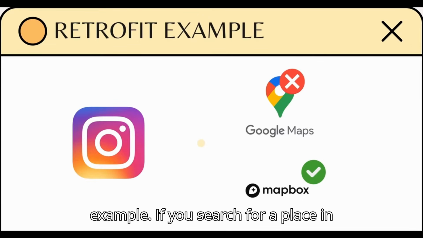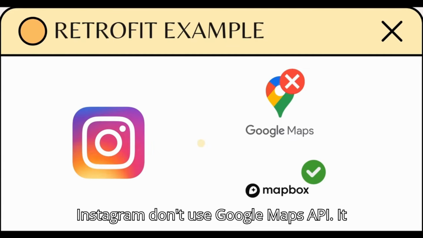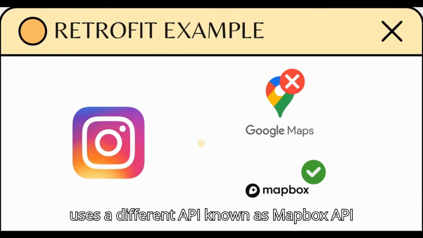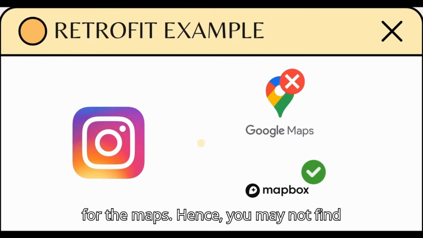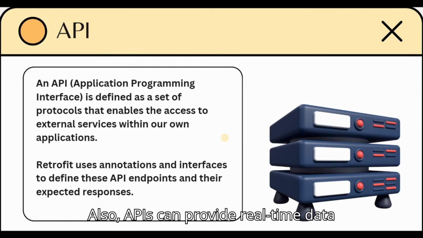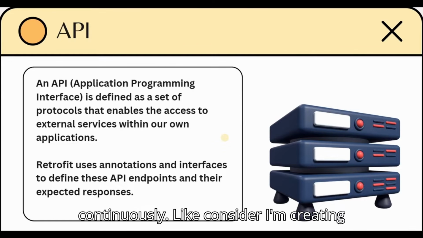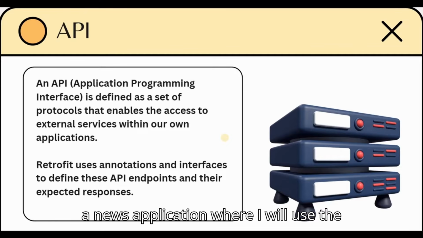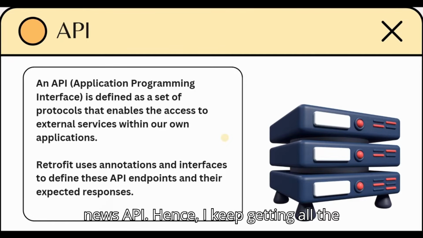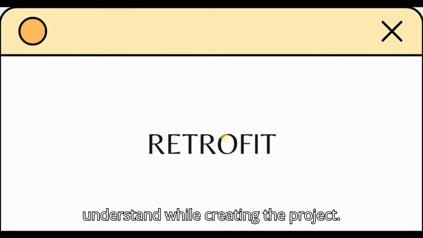If you search for a place in Google Maps, that same place might not be available on Instagram location because Instagram doesn't use Google Maps API. It uses a different API known as Mapbox API for the maps. Hence, you may not find that particular place on Instagram. Also, APIs can provide real-time data if your app requests updates continuously. Like consider I'm creating a news application where I will use the News API. Hence, I'll keep getting all the latest news in my app, right? Who handles all of this API request and communication? Retrofit, correct. Now, the rest of the theory we will understand while creating the project.